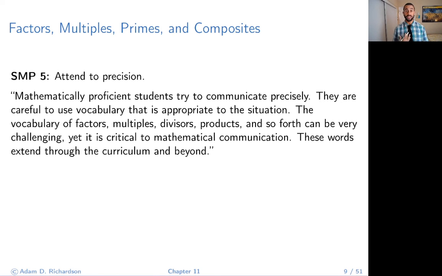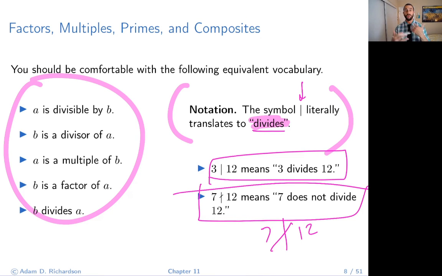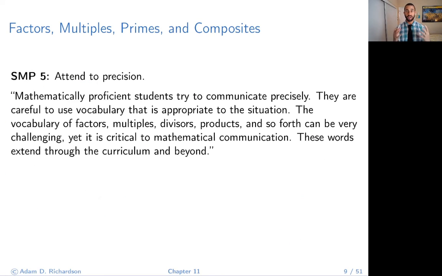It was challenging for me. It's going to be challenging for you. It'll be challenging to your students when you're teaching them, right? But it's critical to mathematical communication because we have to be on the same page. We have to know what we're talking about. And so we spend time ensuring that that's possible.